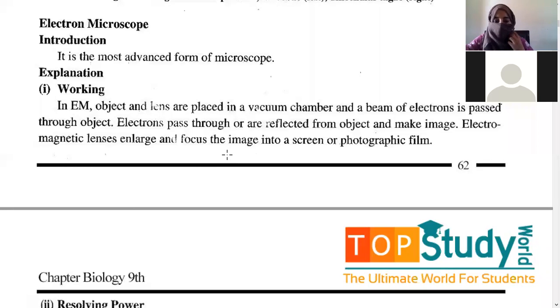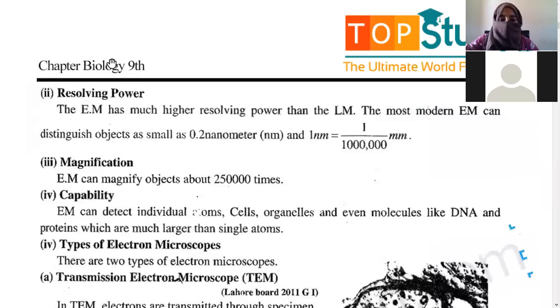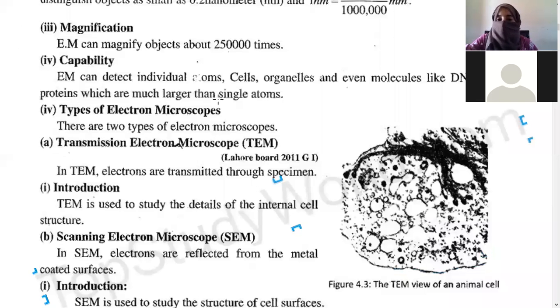So the EM, electron microscope, can detect individual atoms, cells, organelles, and even molecules like DNA and protein, which are much larger than single atoms. Meaning, what is its capability? The EM can detect individual atoms, cells, organelles, and even molecules like DNA and protein, which are much larger than single atoms.